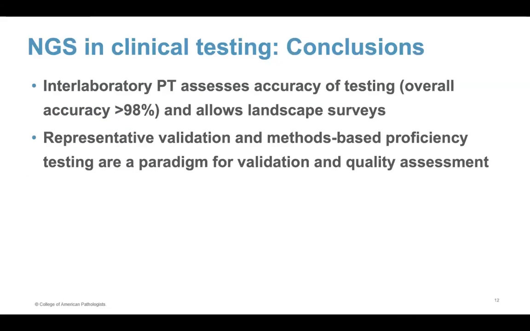So in conclusion, I introduced the idea of performing representative validation when an assay is too big for us to be able to validate on every possible variant, and the idea of methods-based proficiency testing, which is the idea that we will challenge the assay using a representative set of variants that are typical of those that the assay is able to detect. And that's our paradigm for carrying out quality assessment of NGS-based assays.